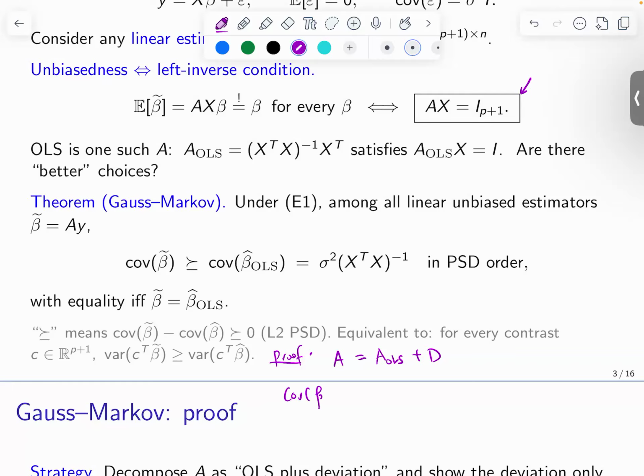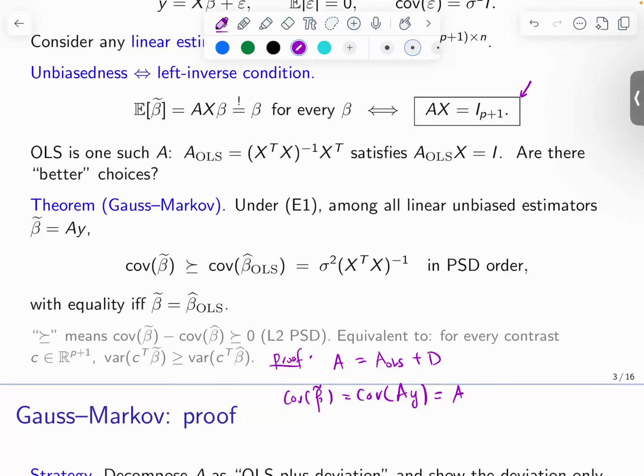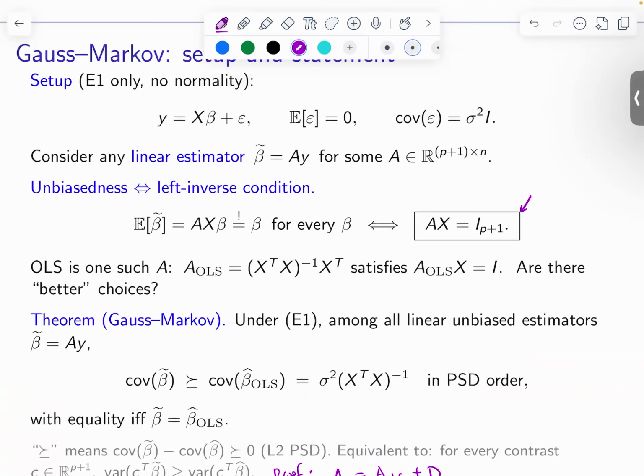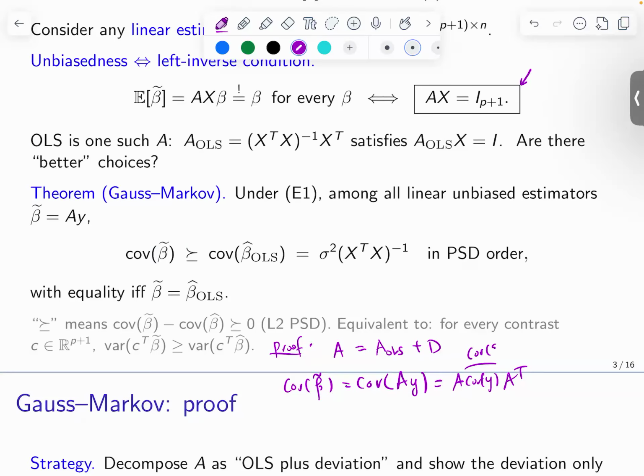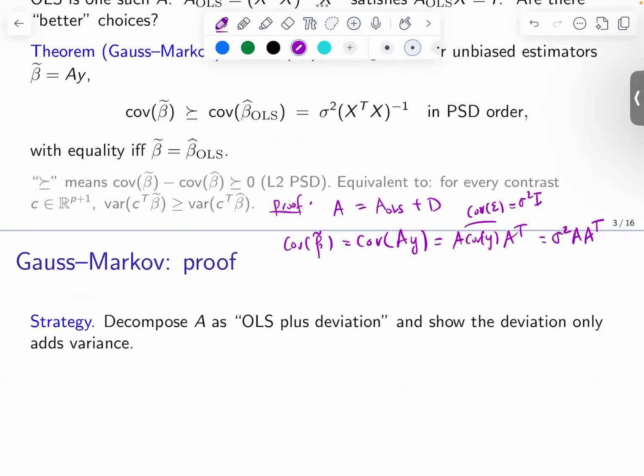Then I'm going to look at the covariance of beta tilde, which is really the covariance of AY. And I can expand this. So what is the covariance of AY? It would be A covariance of Y A transpose, right? You know this. So what is the covariance of Y under our model? Covariance of Y is the same as covariance of epsilon, because X beta is constant, so covariance of epsilon is sigma squared I. This is where I use that assumption. So what I get is sigma squared A A transpose. So far, we know this stuff.